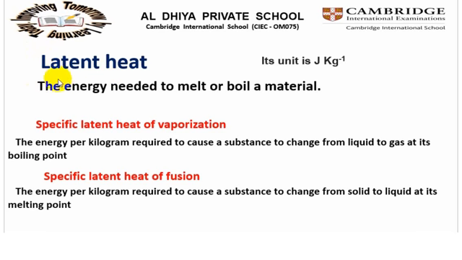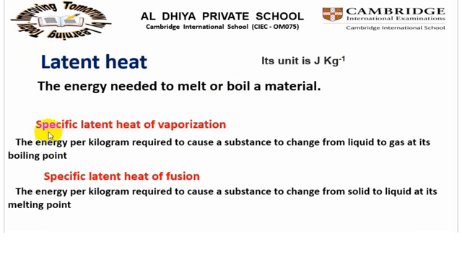Latent heat. What is the meaning of latent heat? It is the energy which is needed to melt or boil a material. Its unit is joule multiplied by kilogram minus 1, or joule per kilogram. So we can divide it into two definitions.